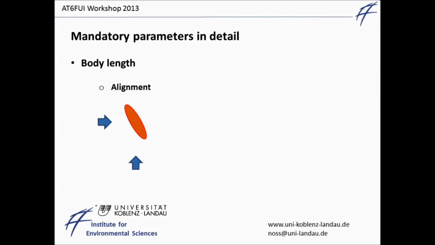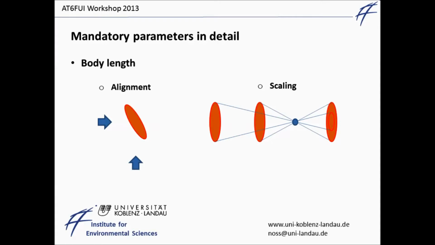Hence, it is strictly recommended to take the alignment into account, which requires at least 2 simultaneous observations from different perspectives, here denoted by the 2 blue arrows. The scaling must be taken into account too, because objects far away from the focal point are displayed much smaller on the image in comparison to the same object closer to the focal point.